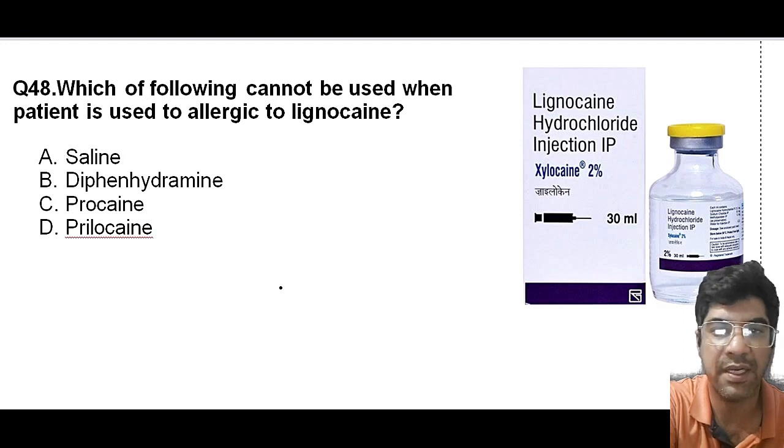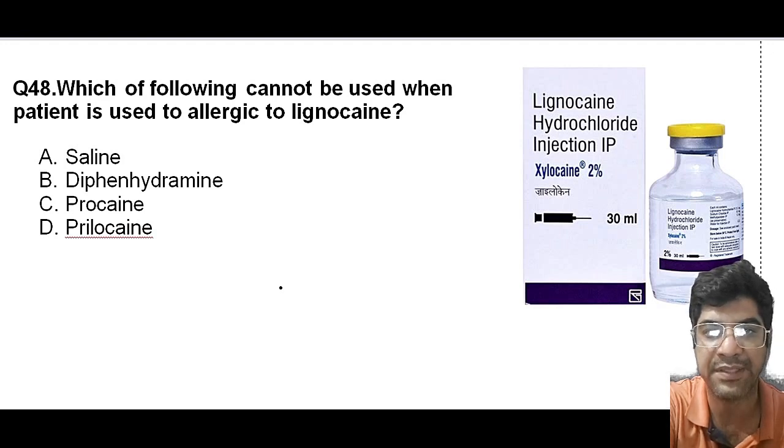Saline, well, it is not a local anesthetic, it is a sterile solution. Not used. Diphenhydramine is an antihistaminic and it is not used as a local anesthetic. Procaine is another local anesthetic, but it is not typically used as an alternative to lignocaine. So prilocaine is your choice.